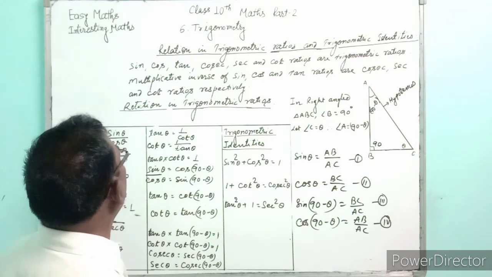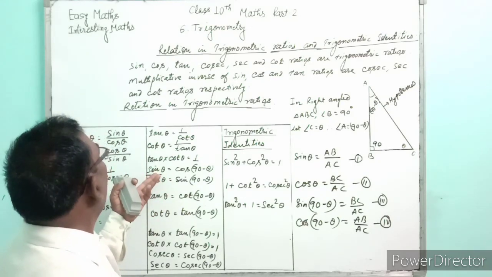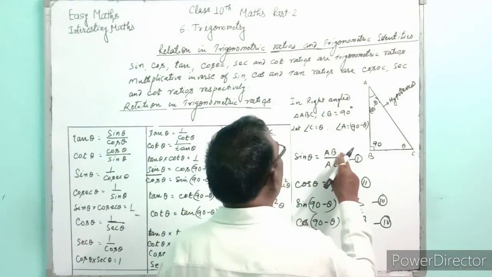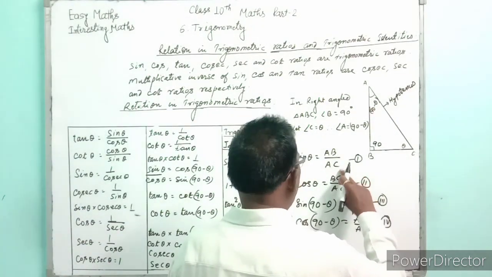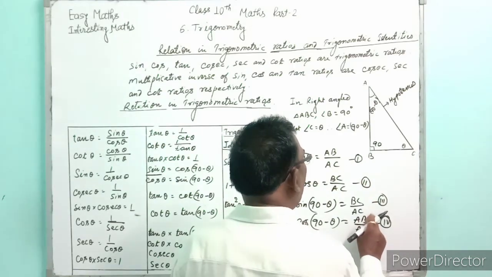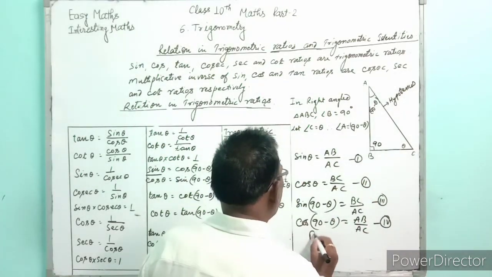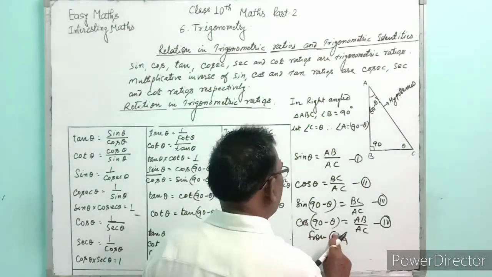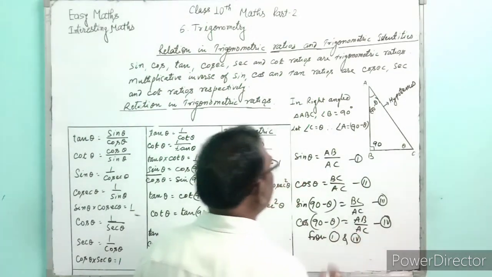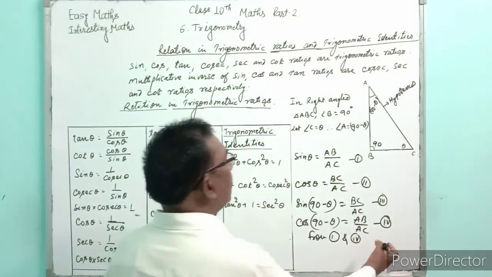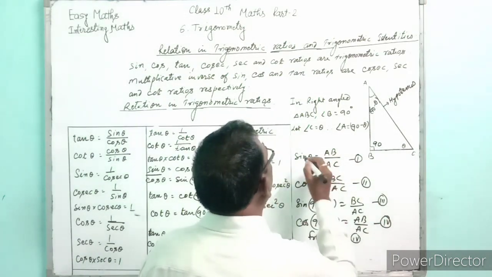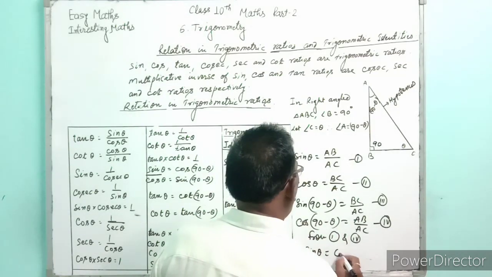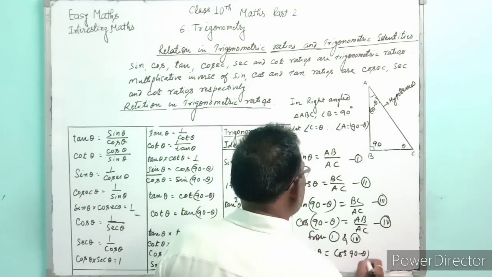Now what is the relation between sin theta and cos 90 minus theta? Sin theta is equal to AB by AC, and cos 90 minus theta is equal to AB by AC. From 3 and 1, the right hand sides are equal. Therefore sin theta is equal to cos 90 minus theta.